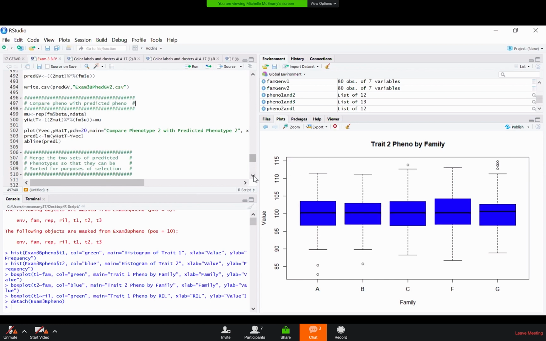I think I need to put it in. I guess that doesn't matter at this point in time. It's not going to interfere with anything because there's a Y. You have the Y vec. Y mat is fine. Main equals compare.